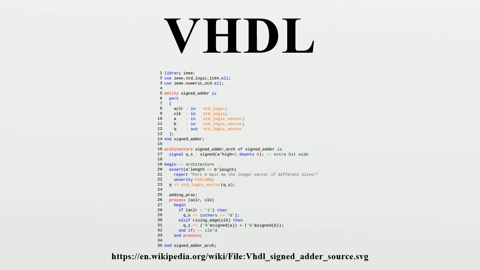VHDL is a hardware description language used in electronic design automation to describe digital and mixed-signal systems such as field-programmable gate arrays and integrated circuits. VHDL can also be used as a general-purpose parallel programming language.